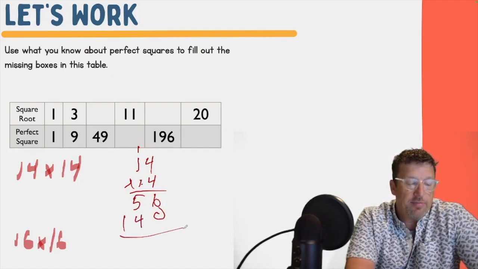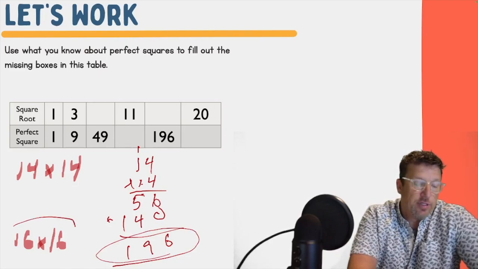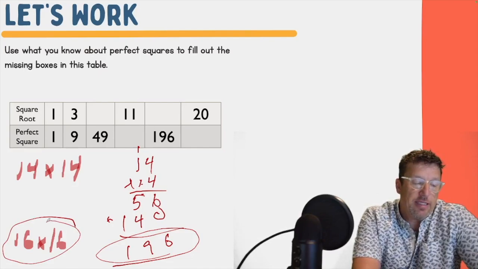And if we add these up, 6 plus 0 is 6. 5 plus 4 is 9. And 196. And there we just figured out our answer. We didn't even have to do the 16 times 16. So 14 times 14 is 196. So that means that value is 14.